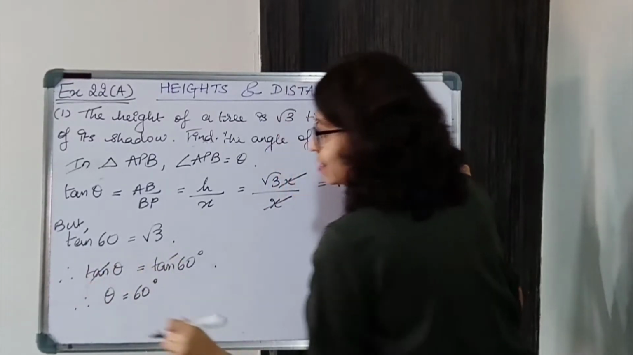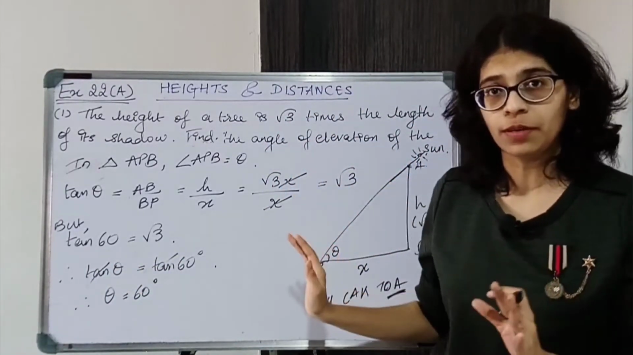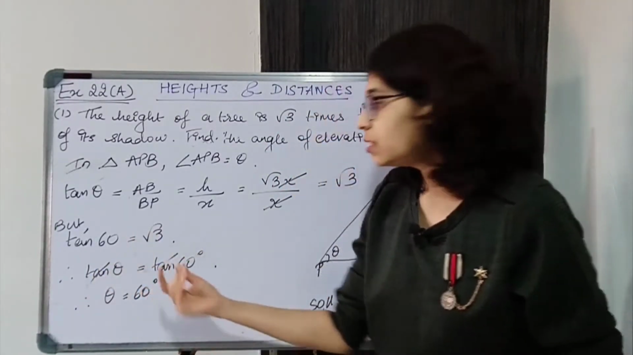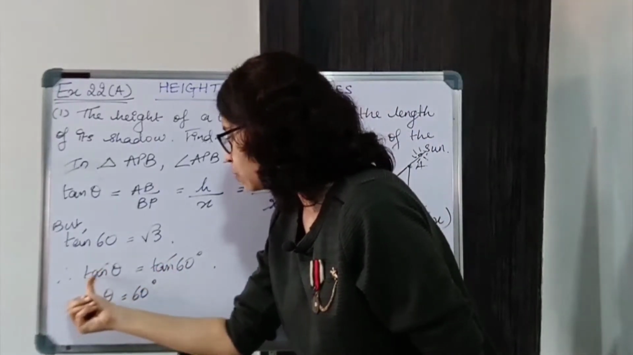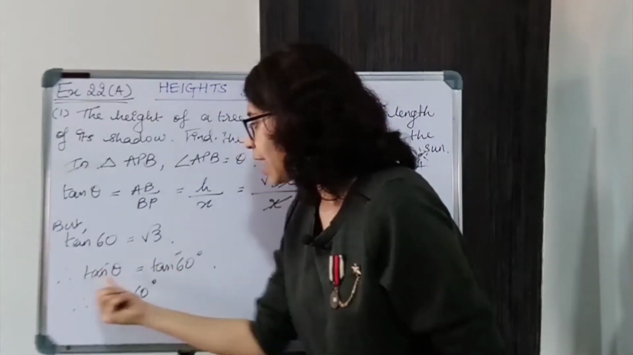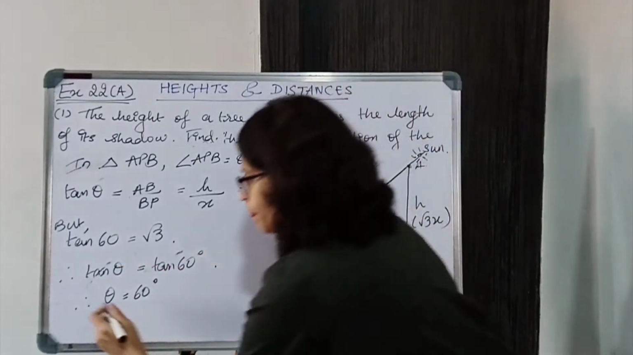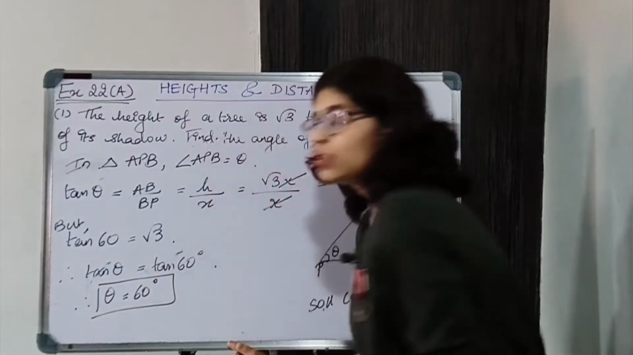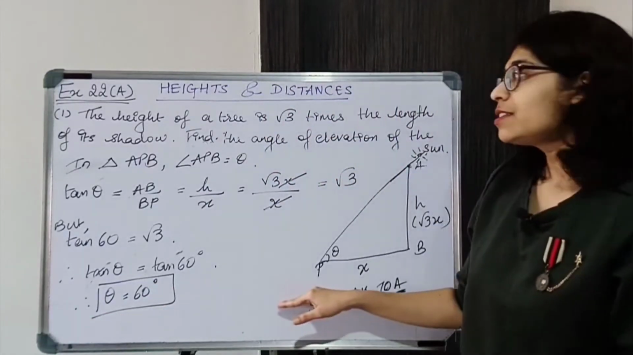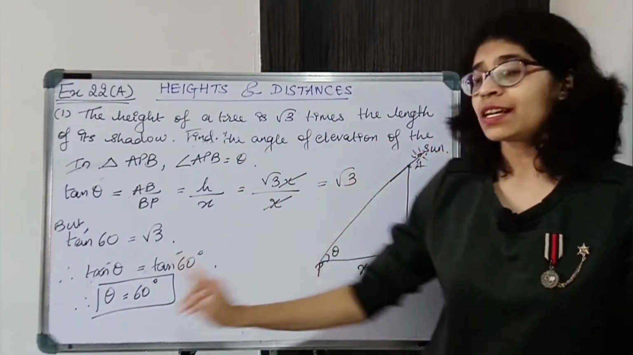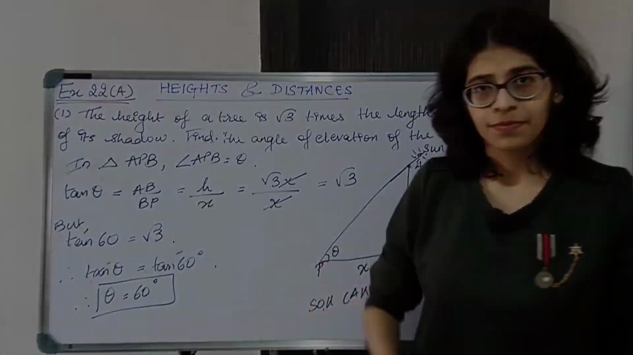Please don't actually cancel this. Please don't do that, students. Okay? You don't cancel out. This just means that theta is equal to 60. Okay? Because tan of both the angles is equal. matlab angle is basically equal. So theta is equal to 60 degrees. Write down the final statement. The angle of elevation of the sun is 60 degrees.